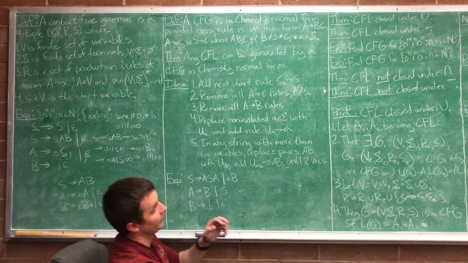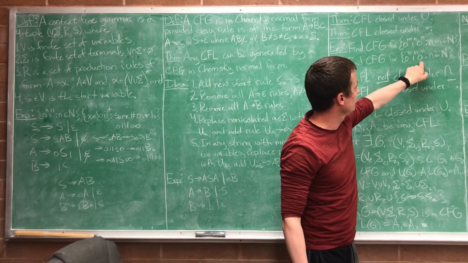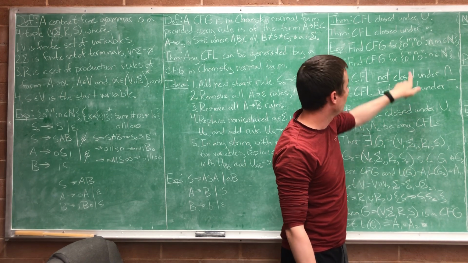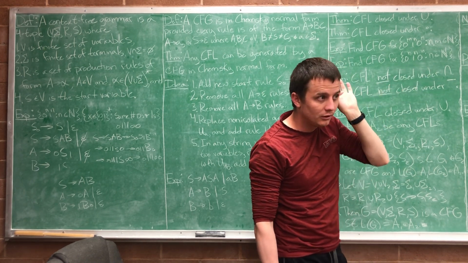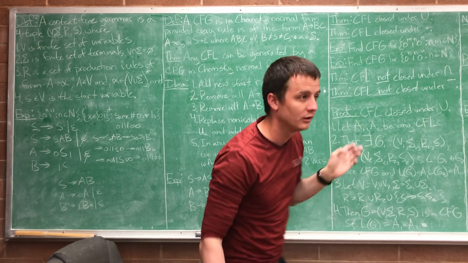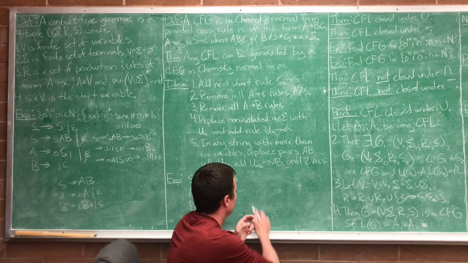Alright, let's try this one. A little bit more tricky. 0 to the n, 1 to the n, 0 to the n. Now we need same number of zeros followed by same number of ones followed by same number of zeros. You understand the difference? Alright, let's try that one. We'll try writing that over here.